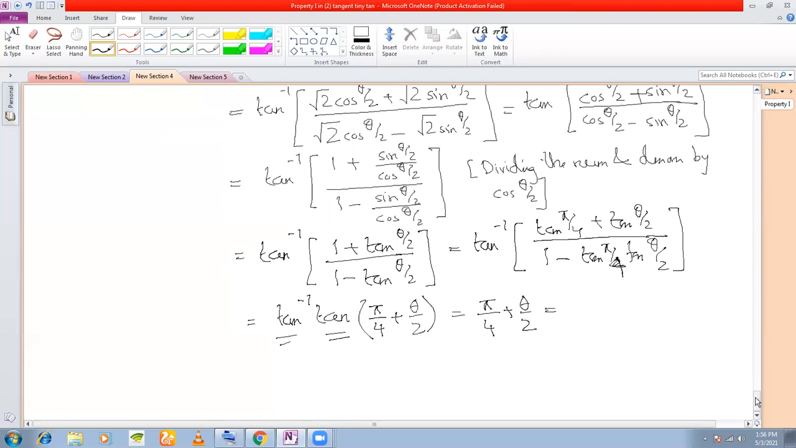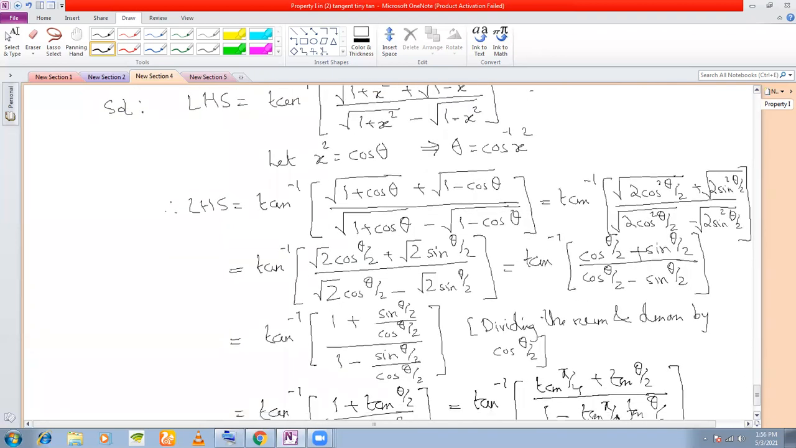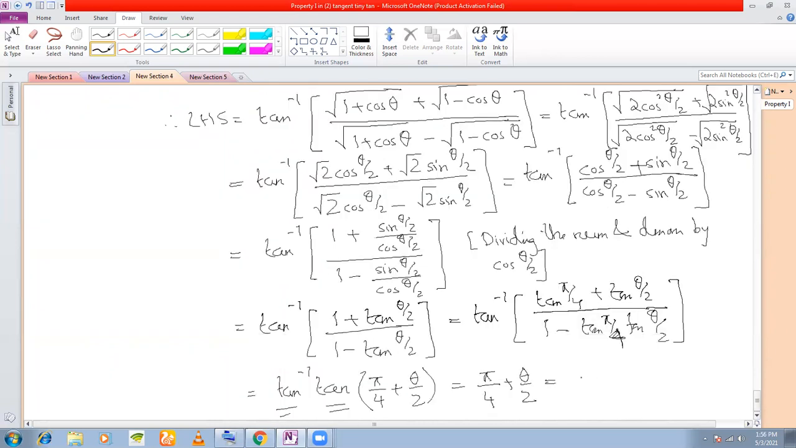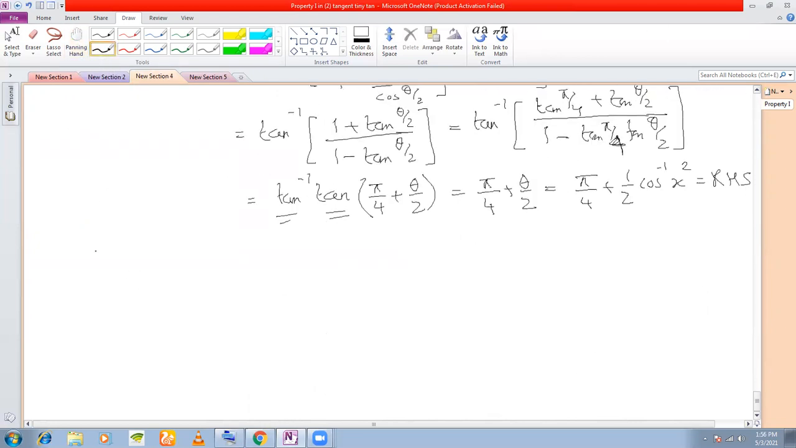And what was theta here? Theta here was cos inverse x square. We just put this value here. So pi by 4 plus half cos inverse x square. And that is what we needed to prove is equal to the right hand side. That's it. Moving on to the next example from the exercise.